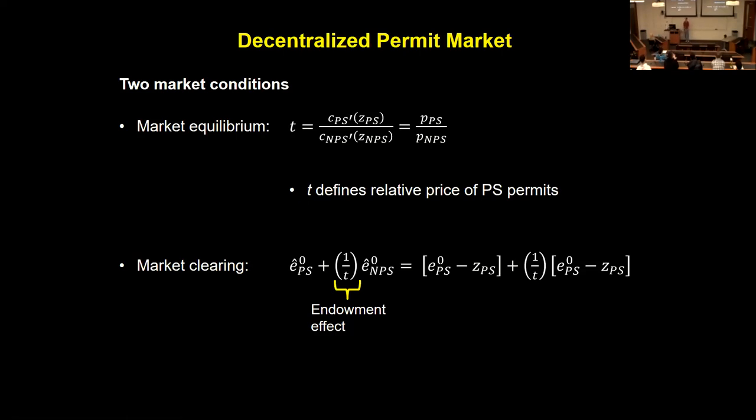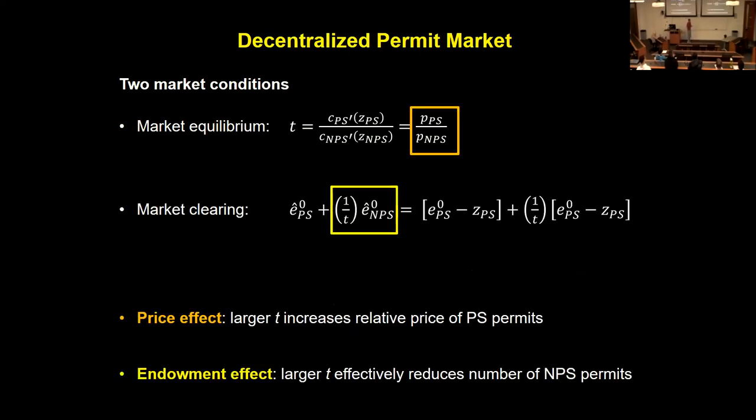There will be an endowment effect here. And this is like a problem where you have consumers maximizing their utility subject to some income endowment or some sort of initial endowment, where the value of that endowment is going to depend on relative prices. So we get a price effect here through T. As we change T, we're going to change the relative price of these permits, which will change the marginal cost. But we could also have an endowment effect here that changes the value of the endowment that we're handing out. I'll talk more about that with the next paper.